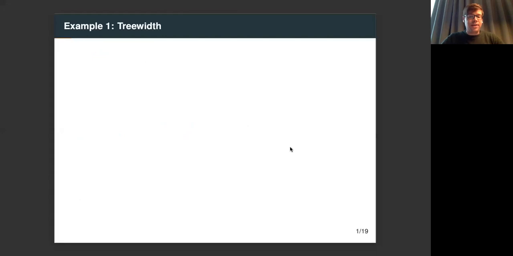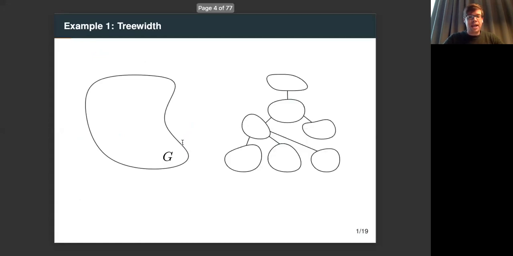And I want to start by giving some examples of width measures. So possibly the most famous one is Treewidth, and it can be illustrated like this. You have some graph G, and then you build a decomposition of G where all these round things are vertex sets of G called bags, and they are arranged in a tree structure, as you can see. Now this decomposition has to satisfy certain properties.